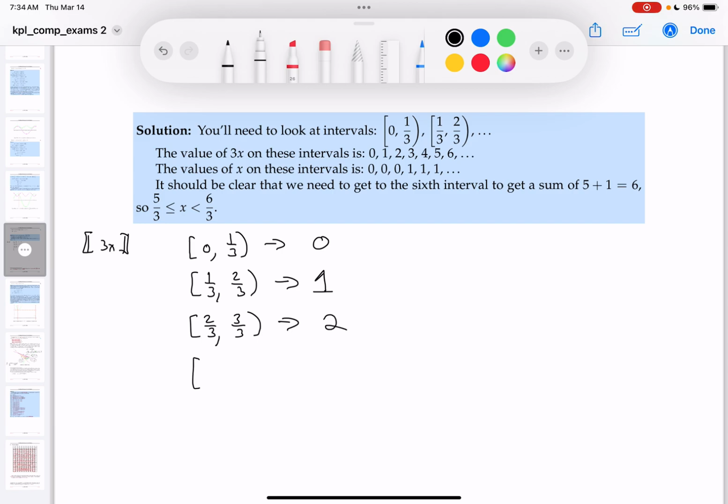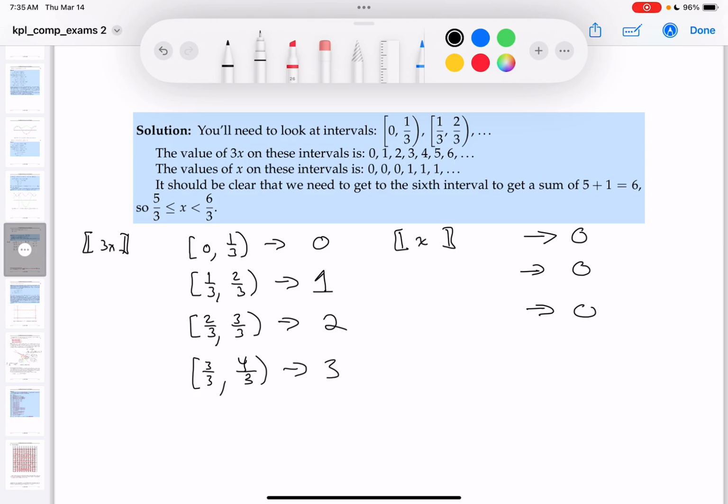And let me write down the other one for you, by the way, the floor of x now. For this interval over here, I'm going to do the same thing. This is going to be 0. The next one, it's still going to be 0. The next one, it's still going to be 0. All right? Let's go to the next one now. It's going to be 3/3 up to 4/3. This is going to be 3.